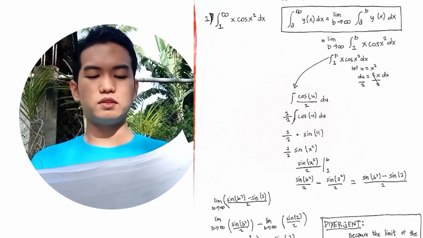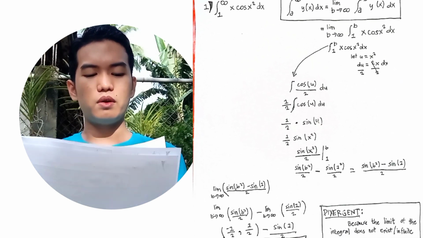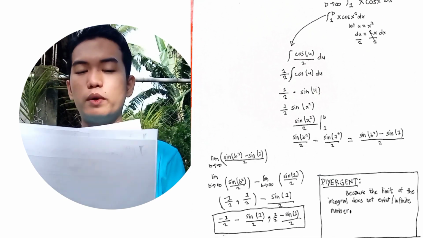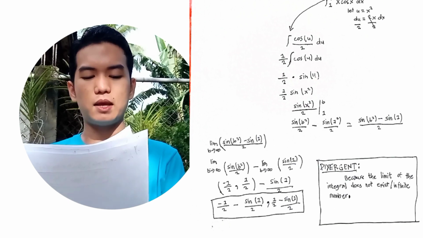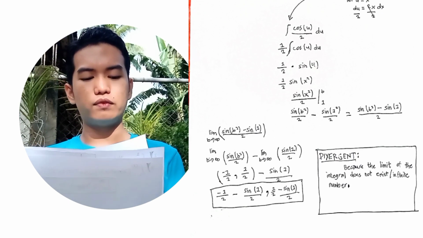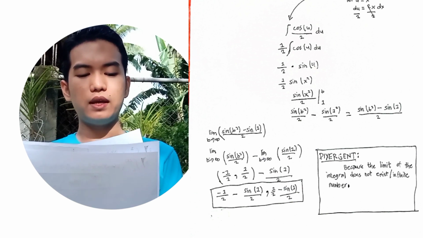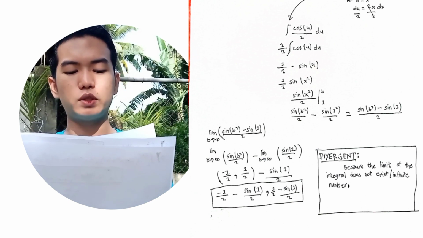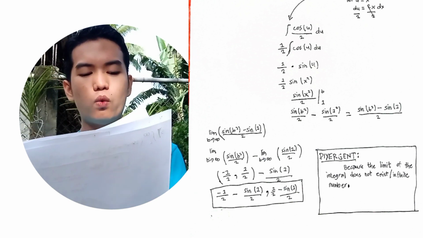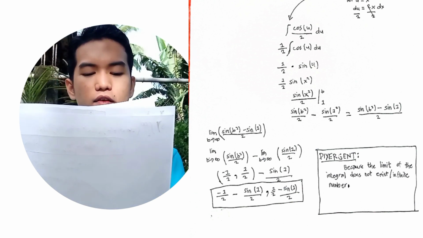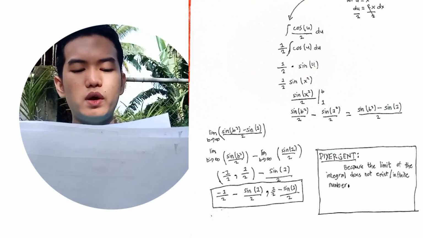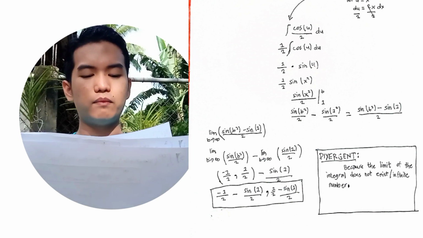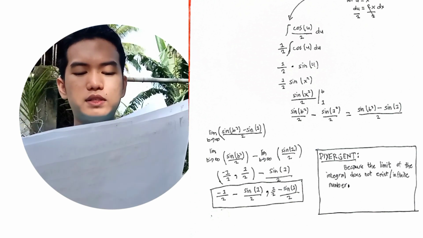That is just for simplification. So we will find the limit of sine b squared minus sine 1 over 2, where b is approaching positive infinity. So we have the limit of sine b squared over 2, b approaching infinity, minus the limit of sine 1 over 2, where b is approaching infinity. So we have negative 1/2 or 1/2 minus sine 1 over 2, in other form, negative 1/2 minus sine 1 over 2, or 1/2 minus sine 1 over 2.